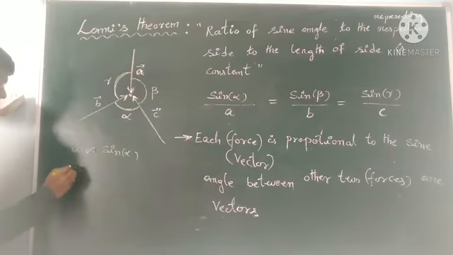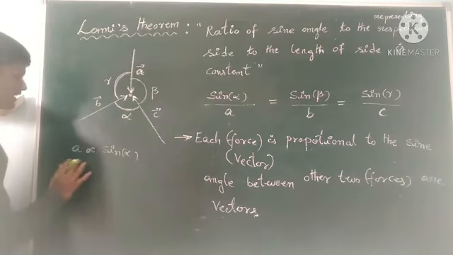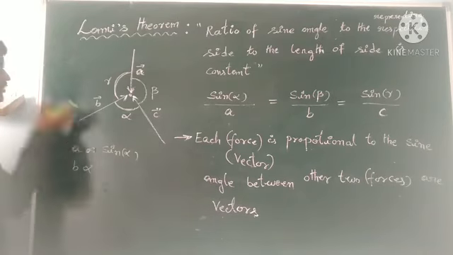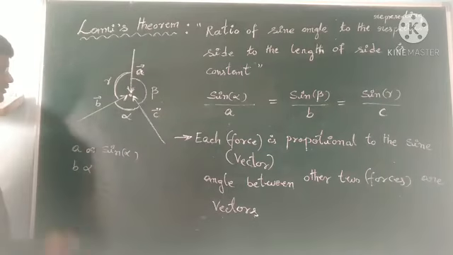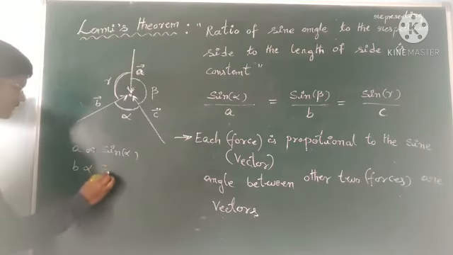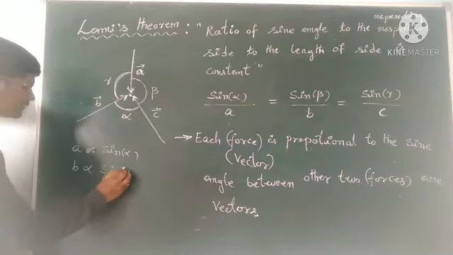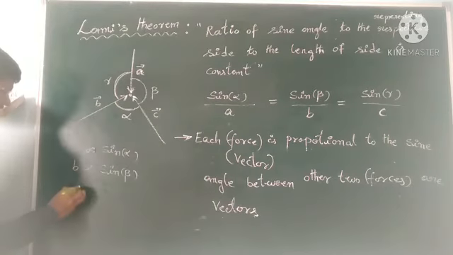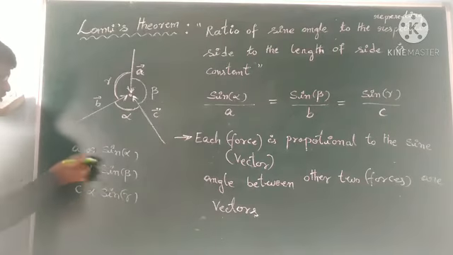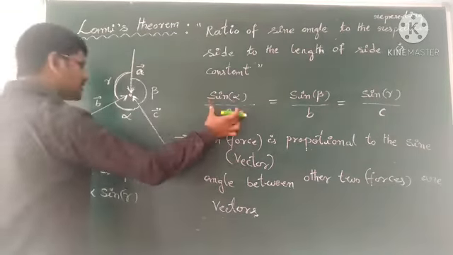Means you can write A by sine alpha constant. So A by sine alpha, A is directly proportional to sine alpha, and B is directly proportional to sine beta, and C is also directly proportional to sine gamma. And if you write the ratio A by sine alpha, you will get one constant.